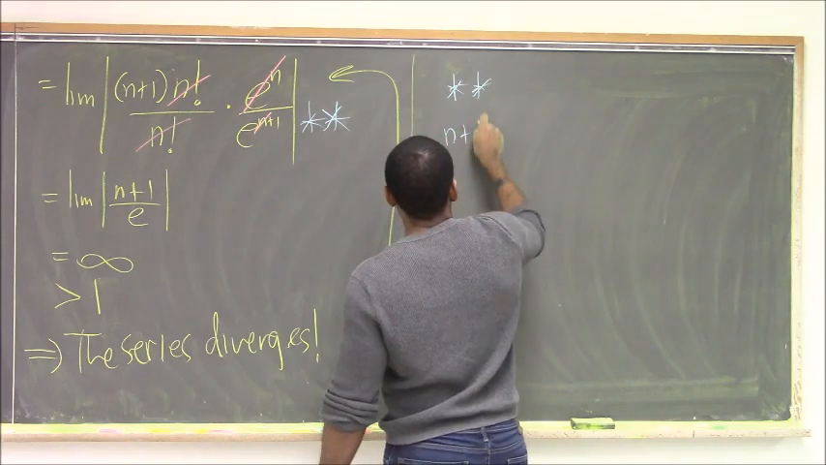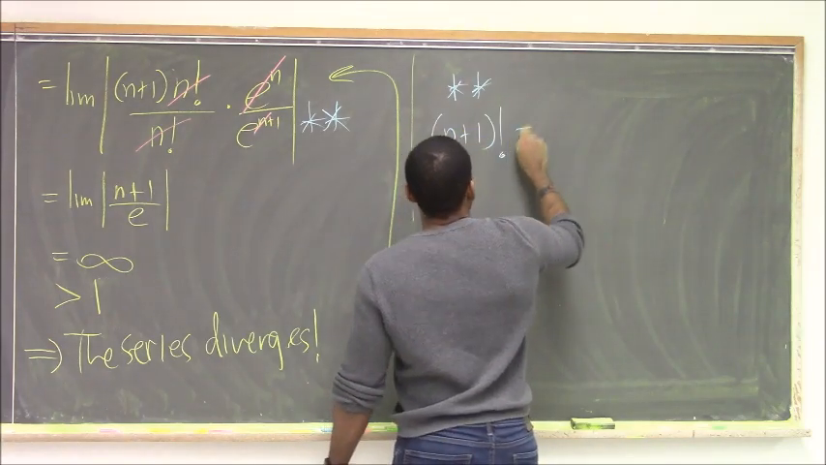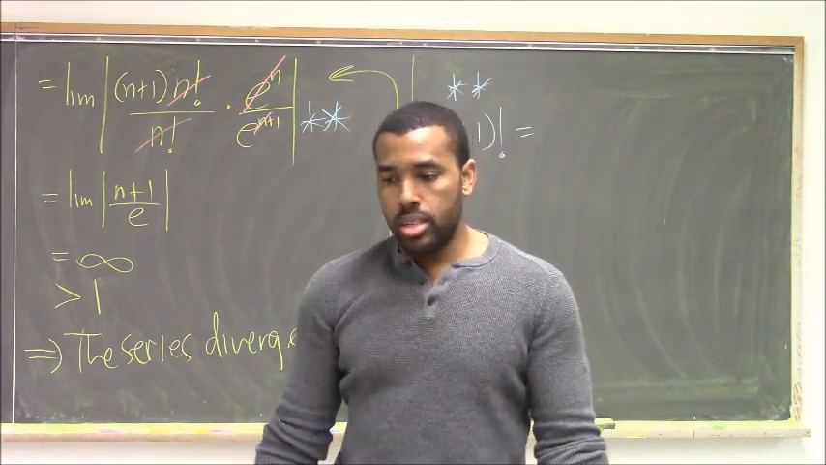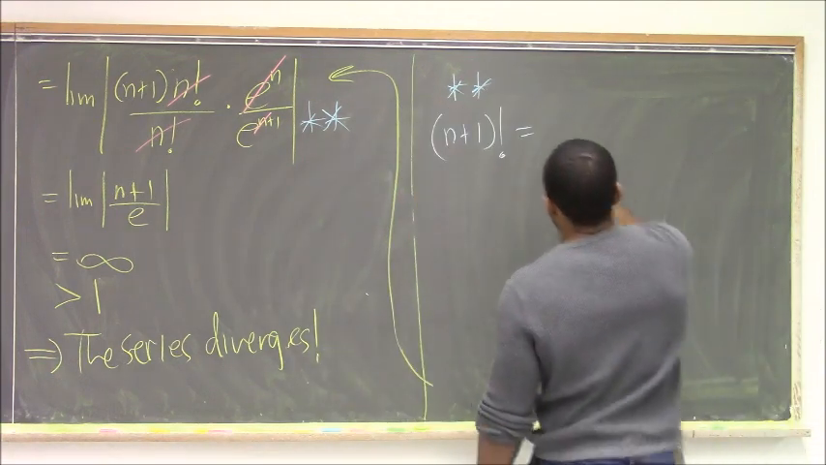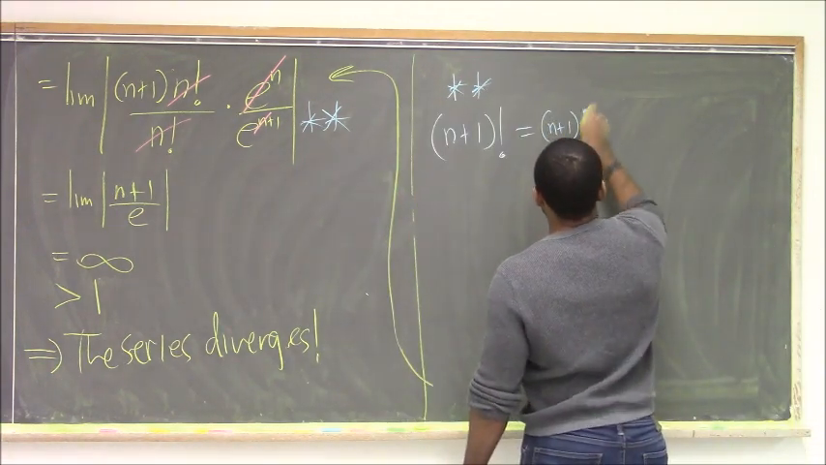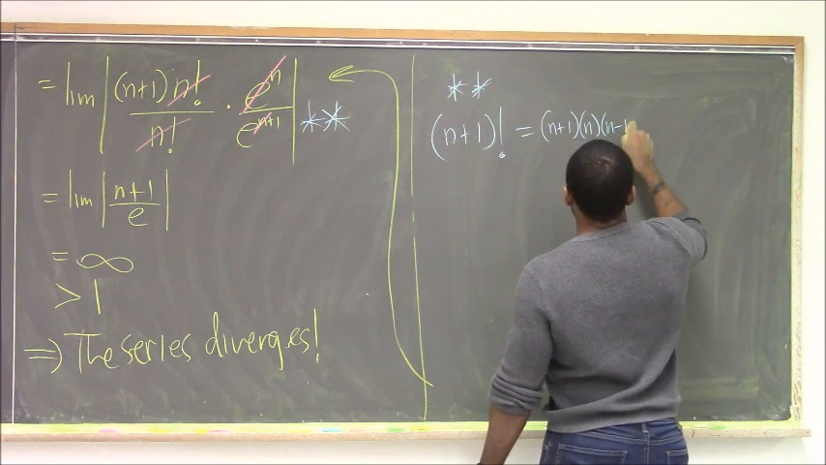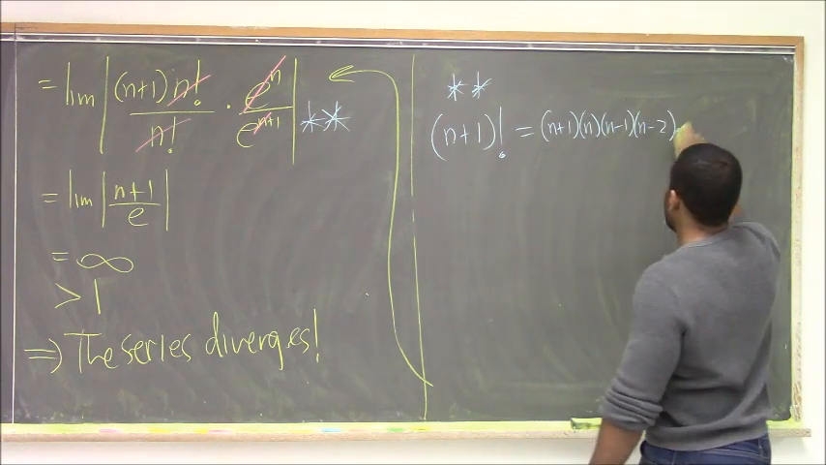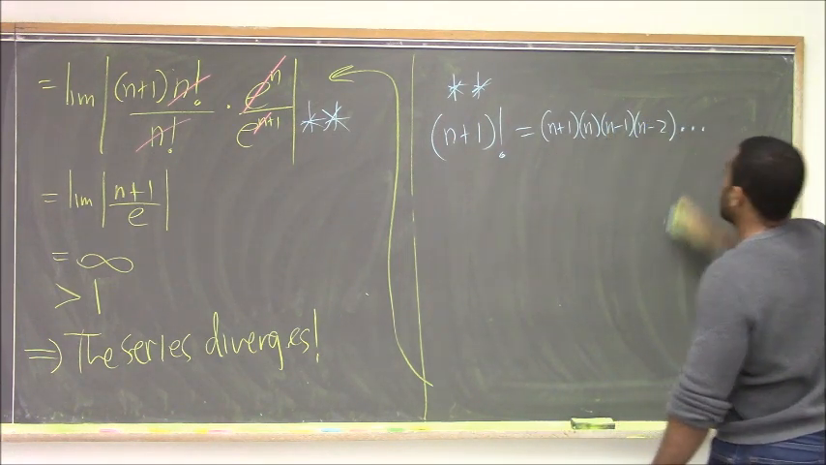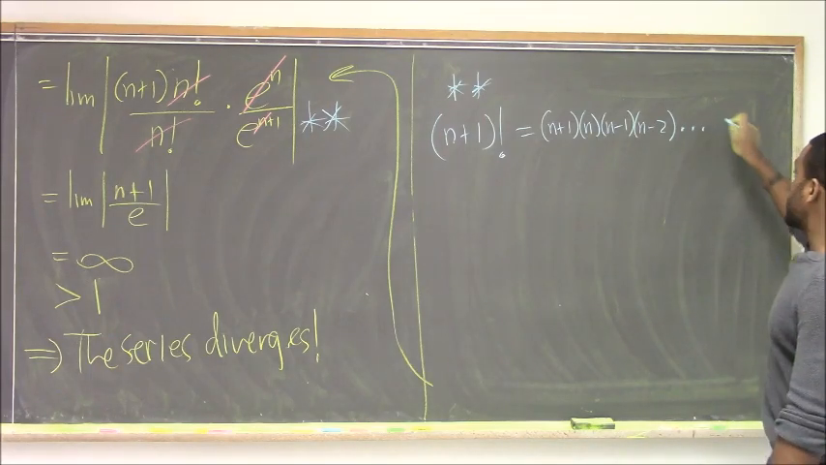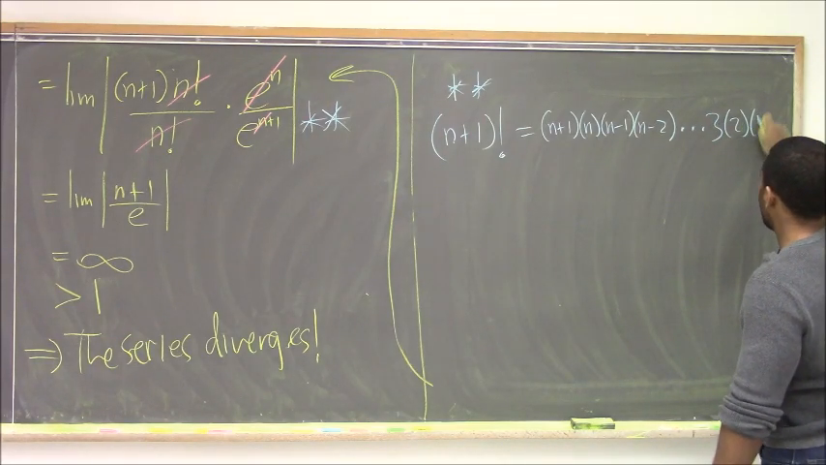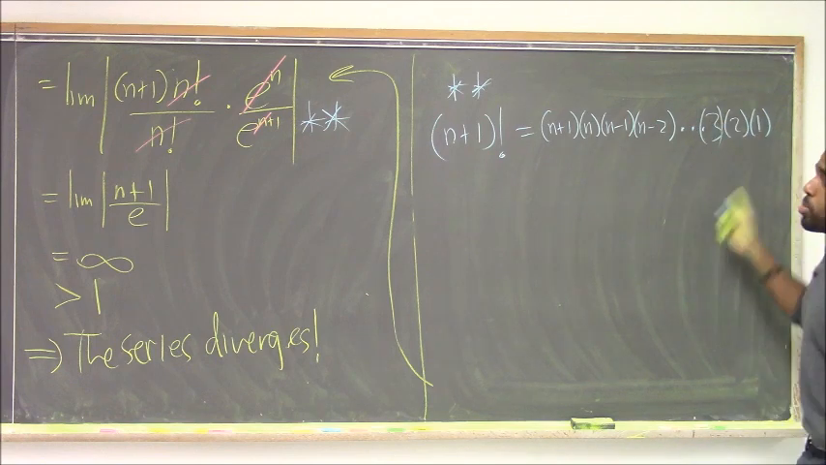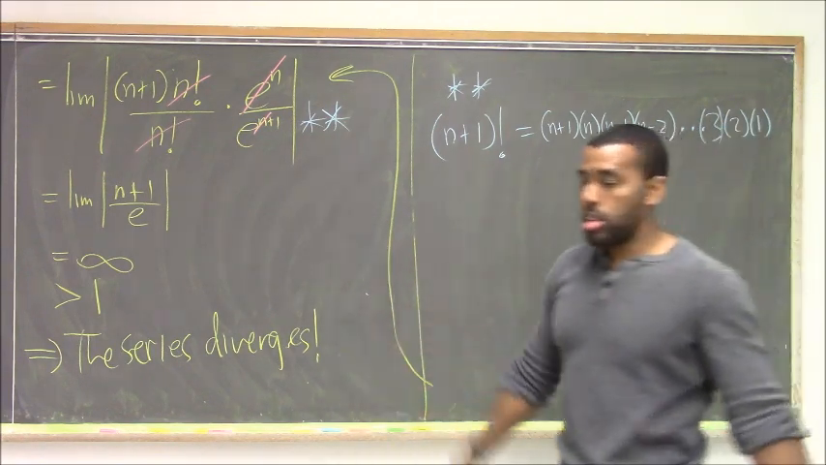If you look at n plus 1 factorial, by our definition, what did that actually mean? Well, it was n plus 1 times n times n minus 1 times n minus 2 times dot dot dot. You multiply all integers going down, 3, 2, 1, right? So it's the product of all integers from 1 leading up to the number.